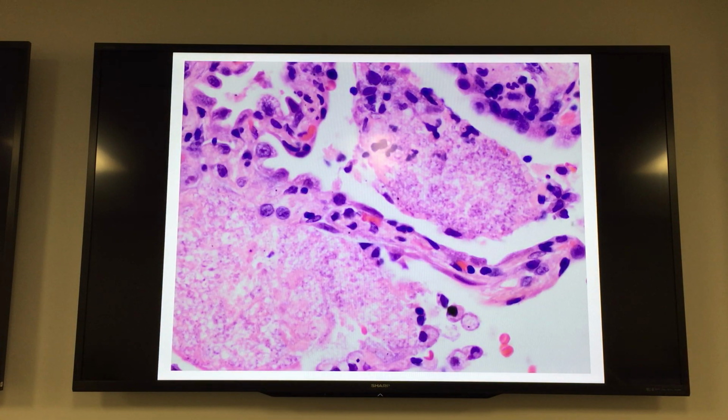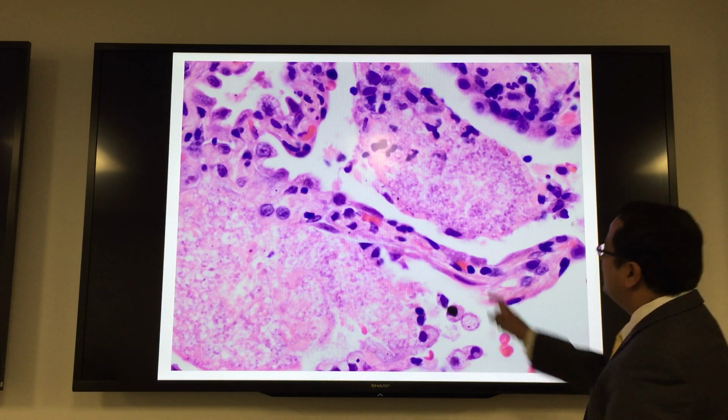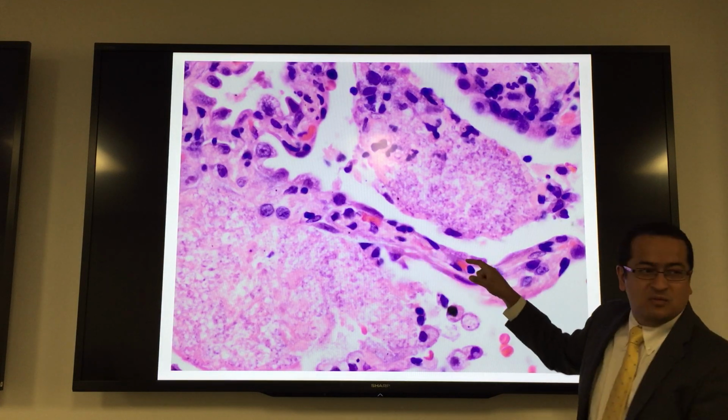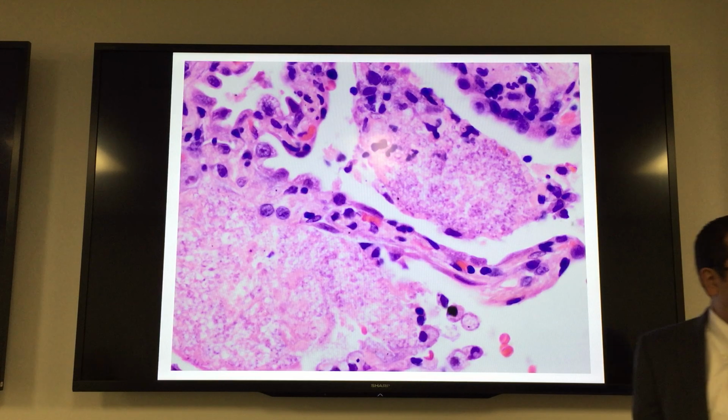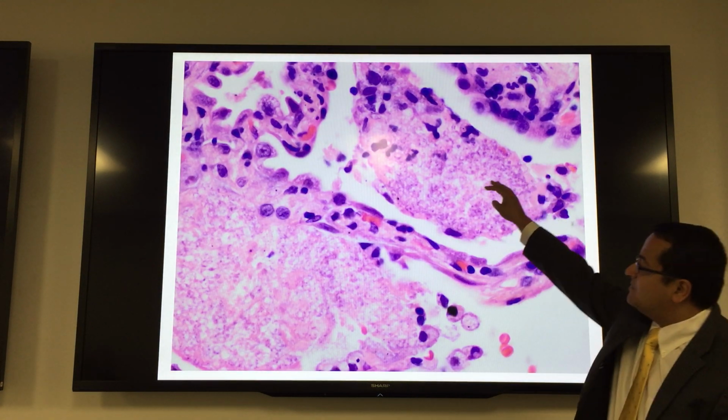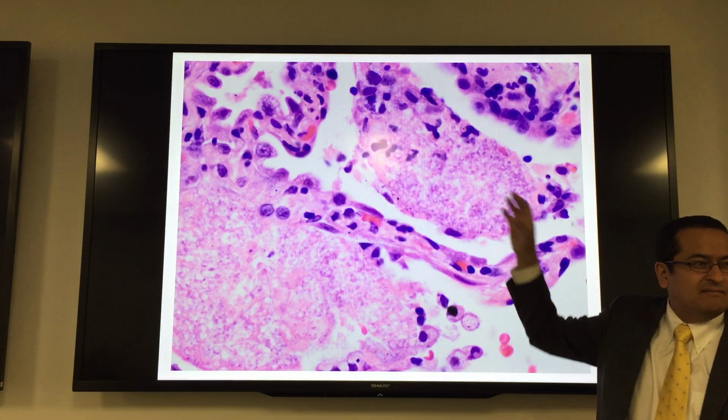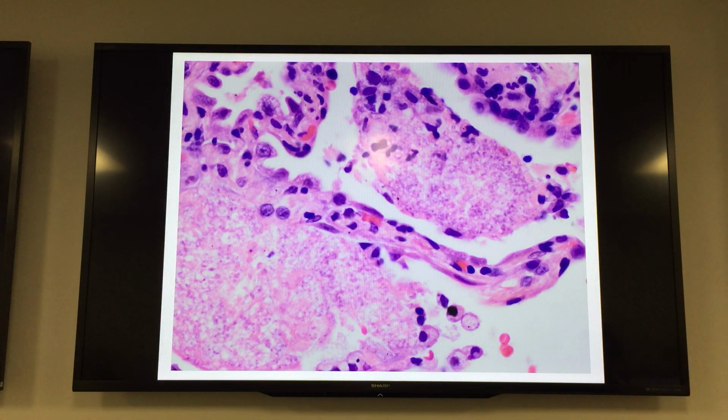Anyone? What's going on here? First years? Where is the abnormality? The interstitium is mildly thick, but where is the main abnormality going on? Alveoli. In the lumen of the alveoli, right? Those are called air spaces. And what does it look like? Just describe it. Frothy material. Frothy material. So that's basically the diagnosis, right?